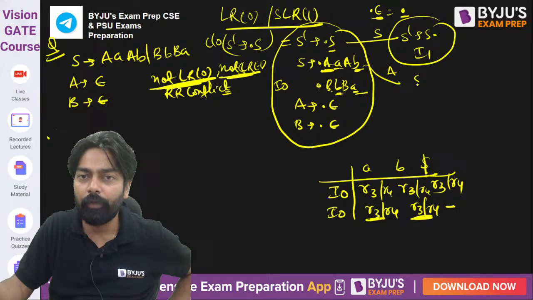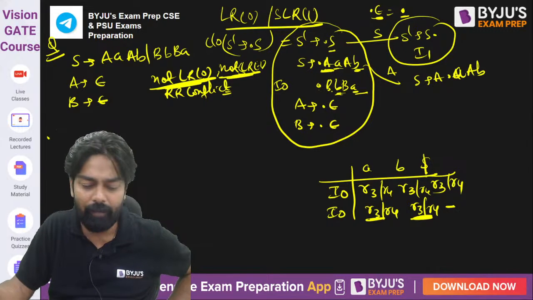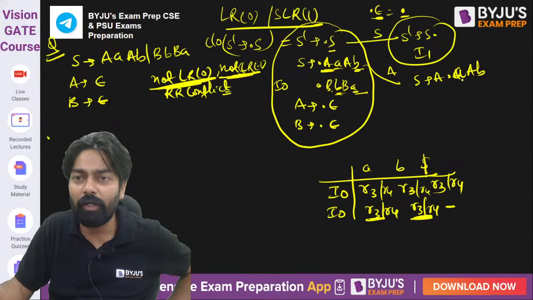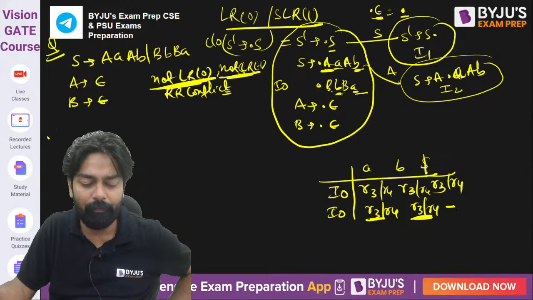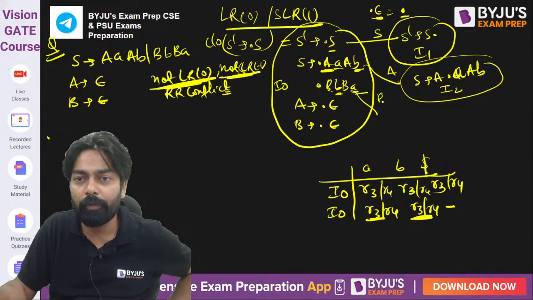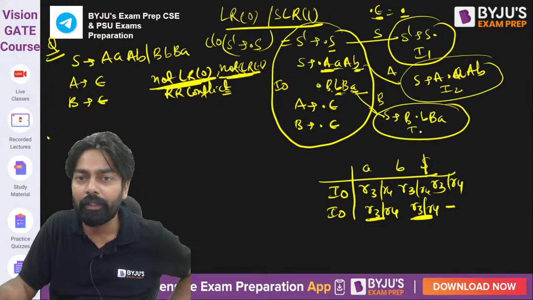A is the input. S goes to A dot A B, small a b. Fine. You can try by yourself also. Fine. A dot A B. And my dear friend, see clearly here. So this is nothing but state number I2, because after the dot small a input is there. No problem. What is the input? This is state item only. S goes to B dot BBA. This is nothing but I3.